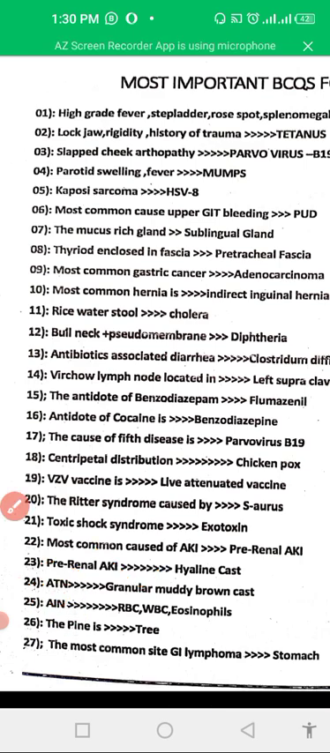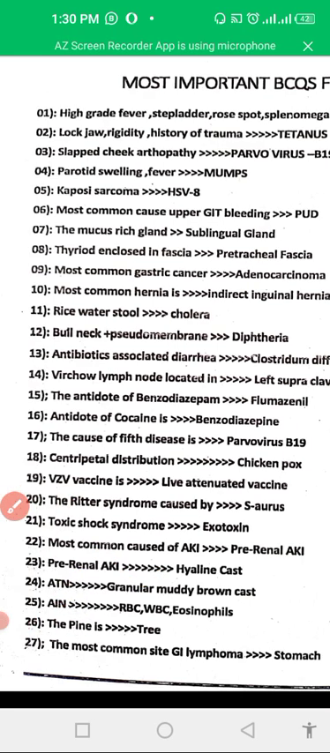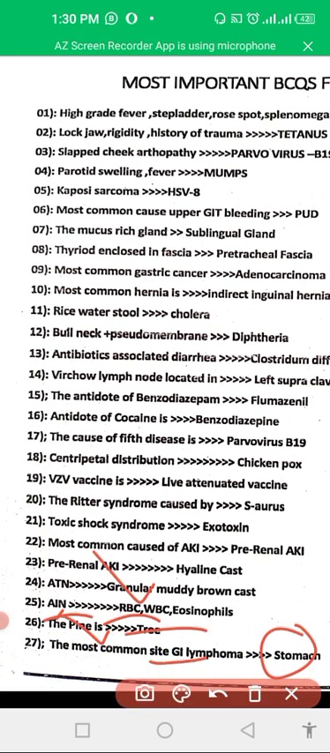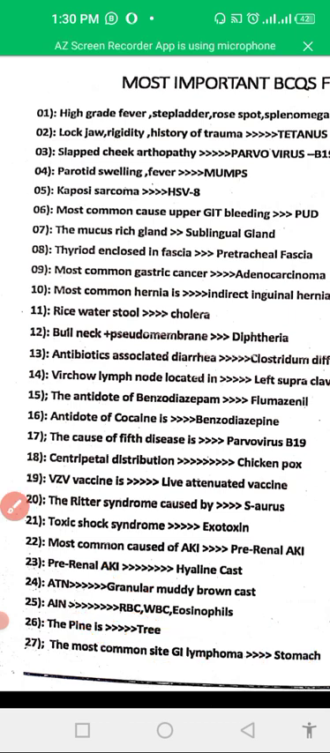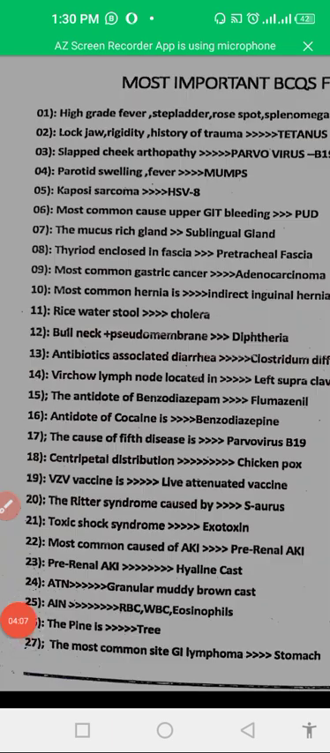AIN is acute interstitial nephritis. It is present with the RBC, WBC, and eosinophil casts present there. And another question is the most common site of GI lymphoma is stomach. Most common site of GI lymphoma, most common cancer of stomach is adenocarcinoma most commonly.